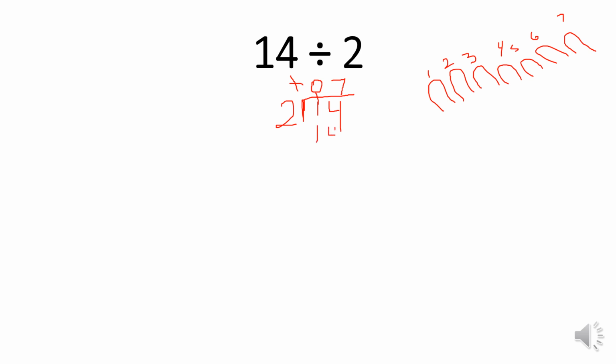The next step is to subtract. 4 take away 4 is 0. 1 take away 1 is 0. So the answer is 7 with a remainder of 0.